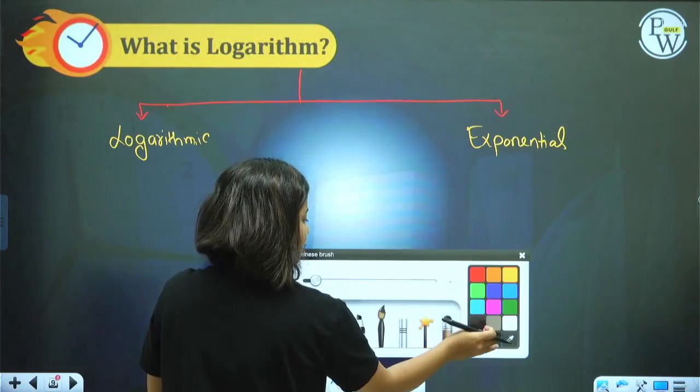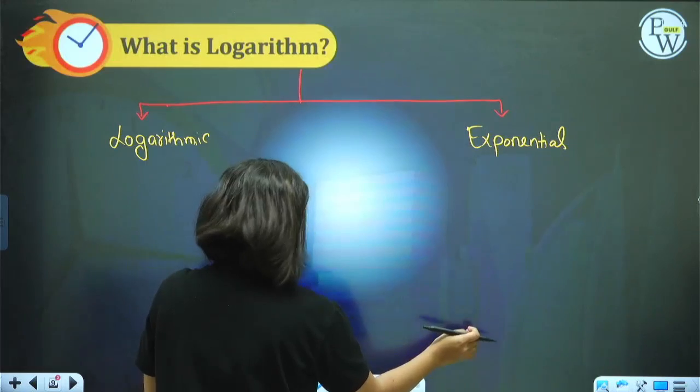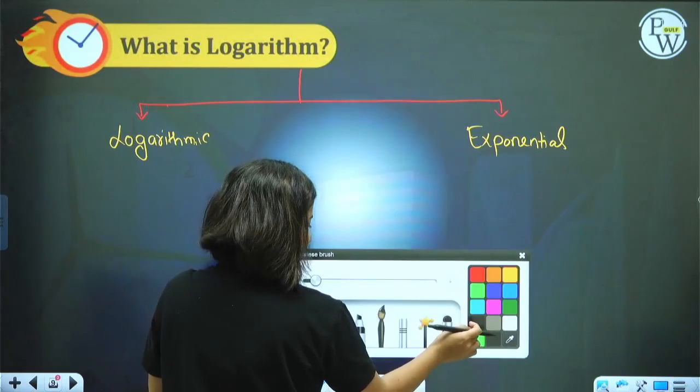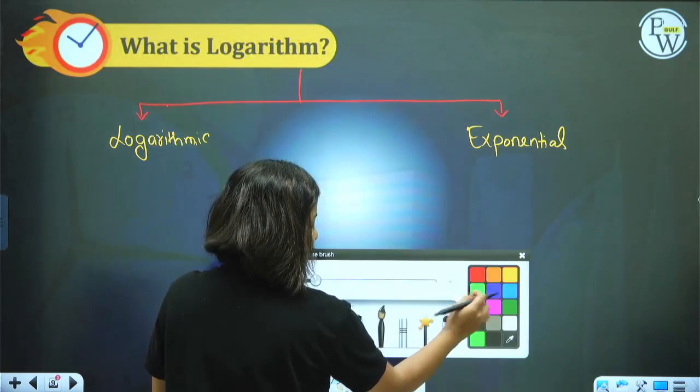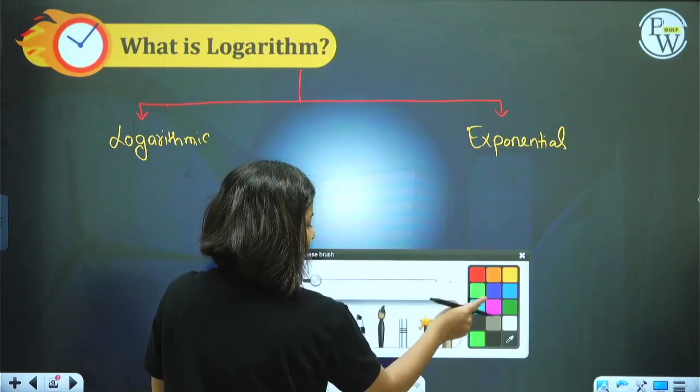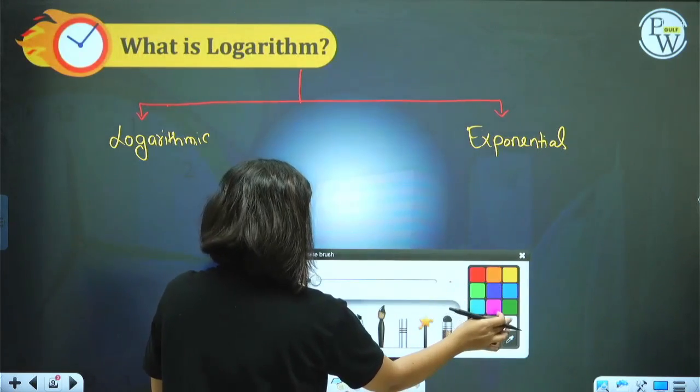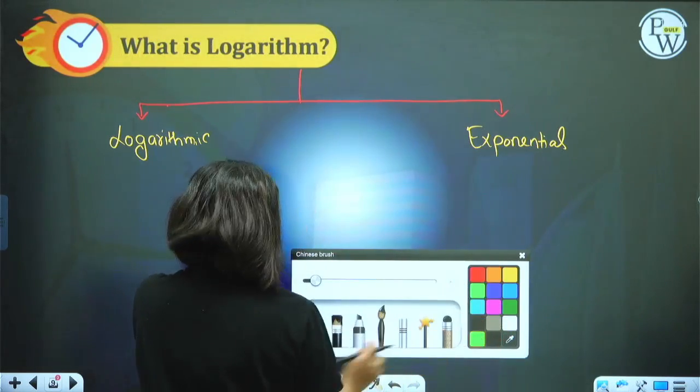Color, which color do you want? Color, which color do you want? Okay, I don't have much color choices, right? I cannot take blue, shades of blue. I can take red, green, orange, white. White is mixing with this.